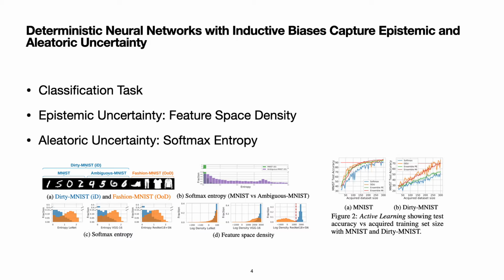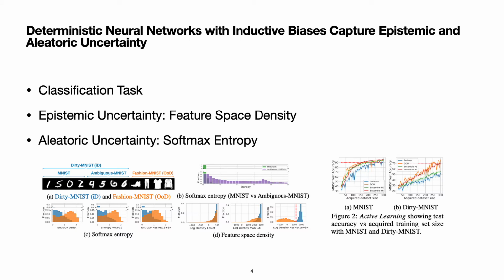And the next paper is Deterministic Neural Networks with Inductive Biases Capture Epistemic and Aleatoric Uncertainty. It mainly targets classification tasks, and they propose that epistemic uncertainty can be captured by feature density and aleatoric uncertainty can be captured by softmax entropy. They also proposed the Dirty MNIST dataset, which is defined as the sum of a clean set and an ambiguous set. Ambiguous MNIST dataset contains corrupted MNIST instances, and each instance in this set has multiple possible labels, and this is the reason why it is called ambiguous.